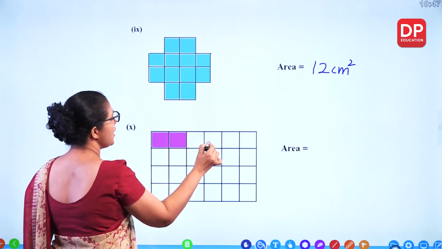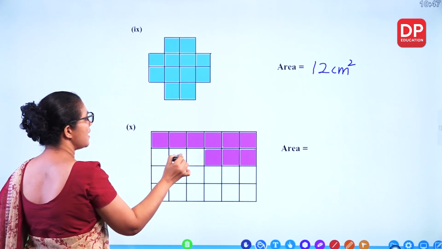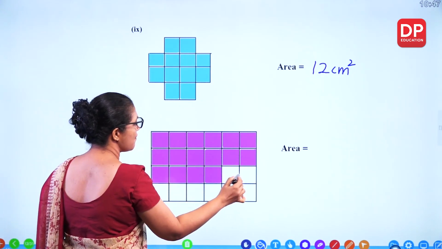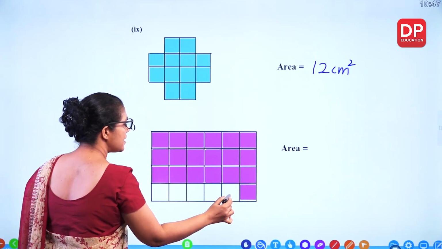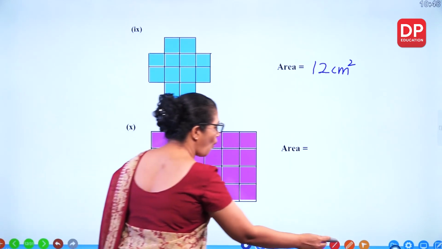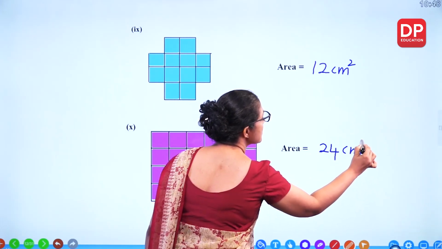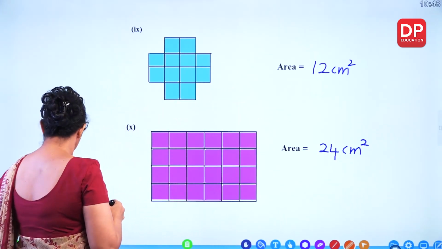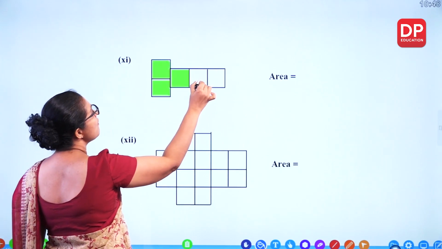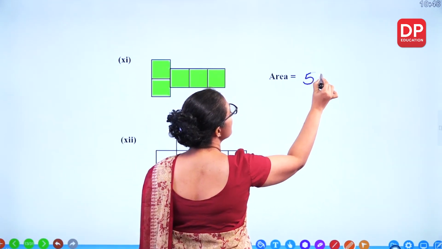1, 2, 3, 4, 5, 6, 7, 8, 9, 10, 11, 12, 13, 14, 15, 16, 17, 18, 19, 20, 21, 22, 23, 24. 24 square centimeters. Look at this diagram. 1, 2, 3, 4, 5. 5 square centimeters are there.